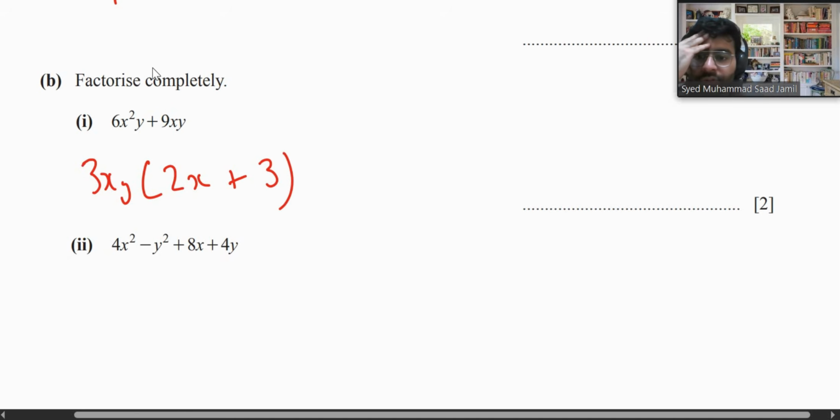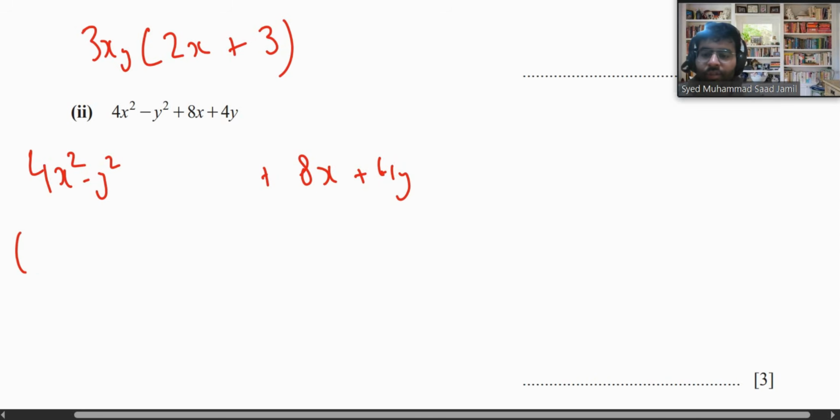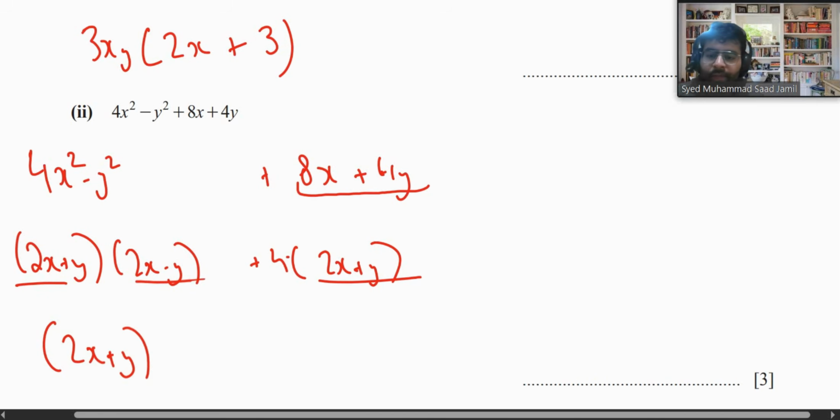Okay, last question, like this one, 4x square minus y square plus 8x plus 4y. In this question we will divide the whole thing into two parts. 4x square minus y square is an identity, so this will become 2x plus y, 2x minus y, and in this one we will take 4 as common, so plus 4, 2x plus y. So if you look, 2x plus y, 2x plus y, they are coming twice, so we take it as common. So what remains? 2x minus y plus 4, so we will write 2x minus y plus 4. Alright.